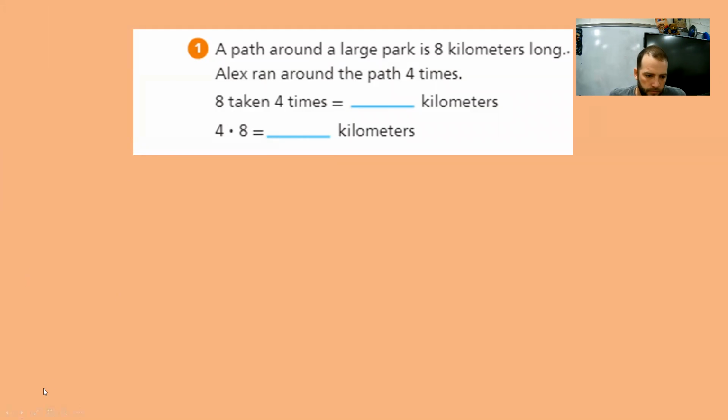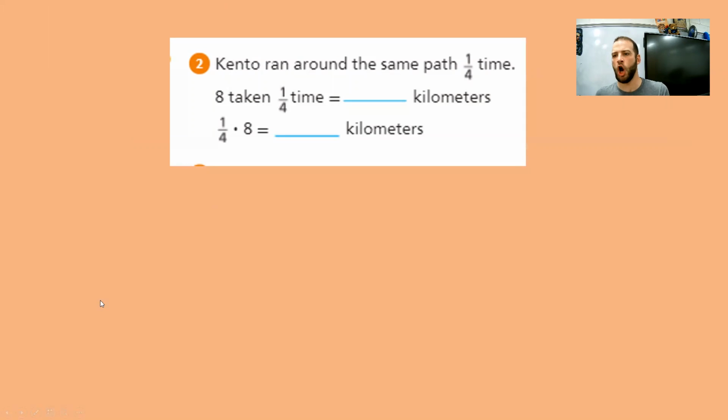Let's look at number 2. Kento ran around that exact same path, but he did not make it around that many times. He only made it around 1/4 of a time. Are we still multiplying? Yes, because of means multiply. So 8 times 1/4 is, let me just write it up here on the board. It'll be easier and faster. 8 1/4 times is 8 of a fourth, or a fourth of 8.